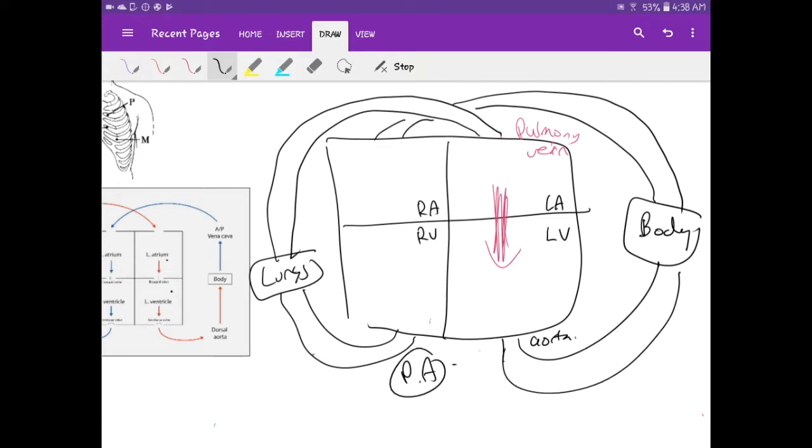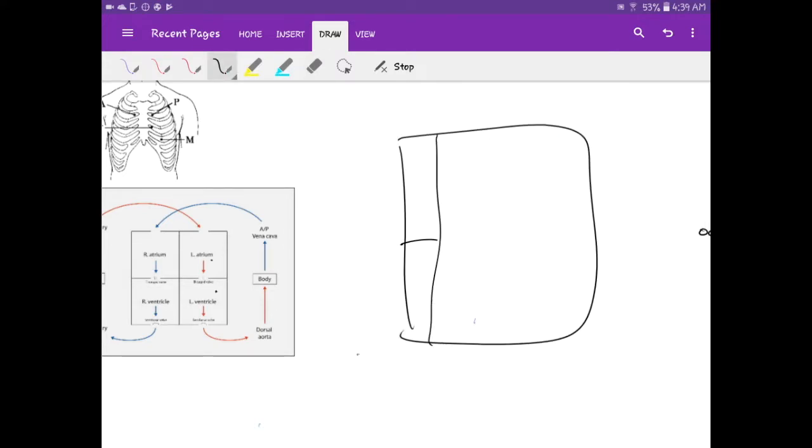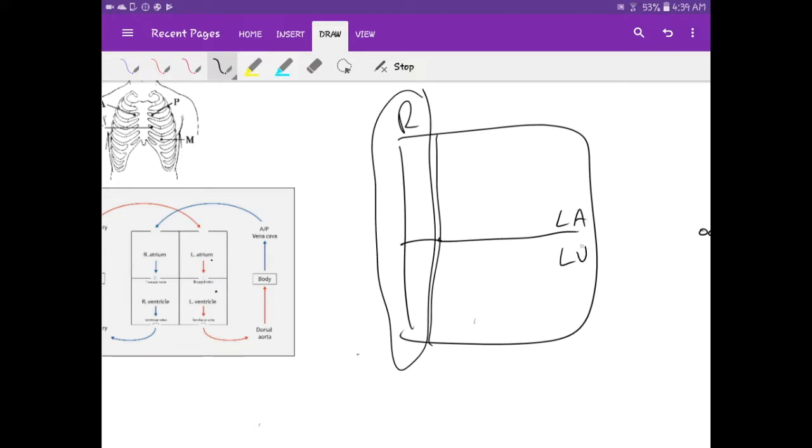All right, and then what else am I missing there? The SVC, superior vena cava. Anyway, that's just to recap your knowledge on the heart. The heart, just assume this is the right portion, which we're not going to focus on. We're going to focus on the left. So this is the left atrium and the left ventricle.